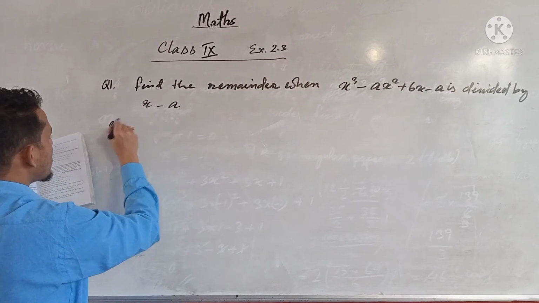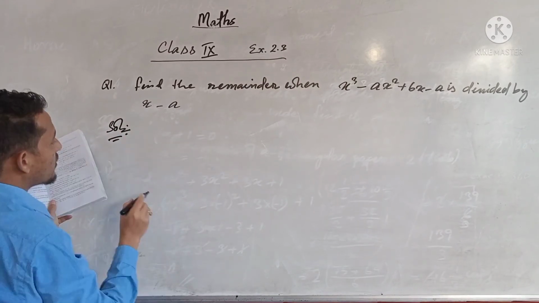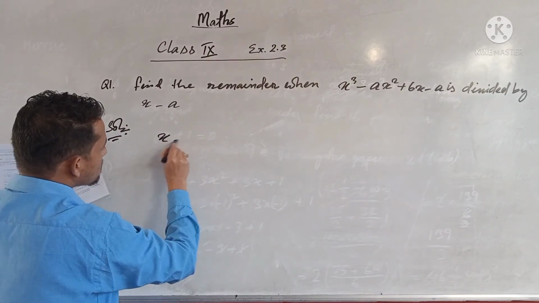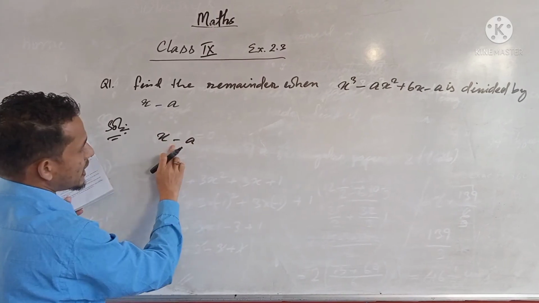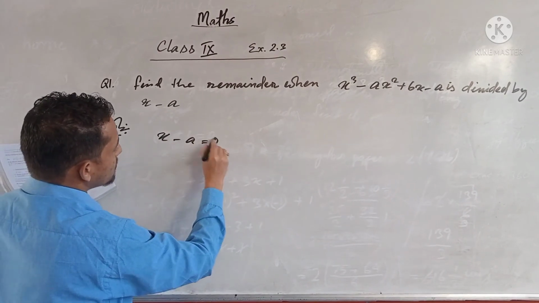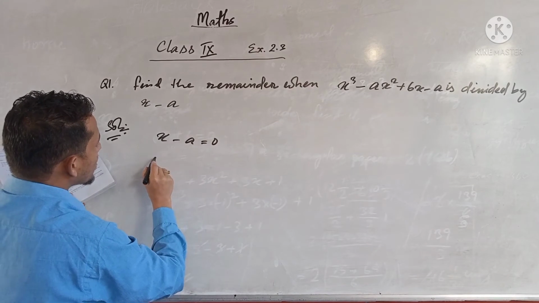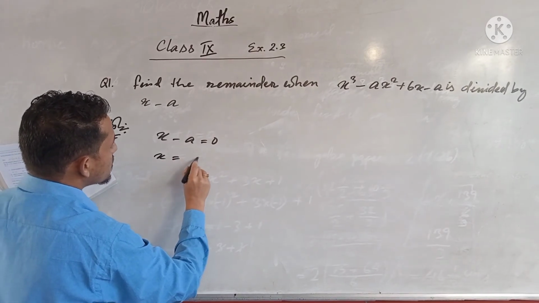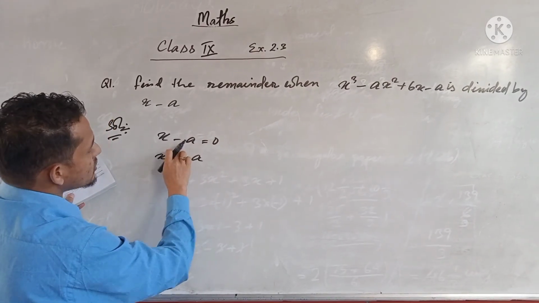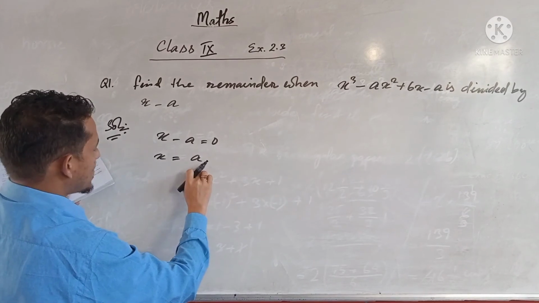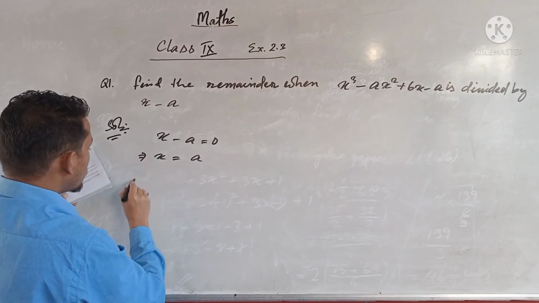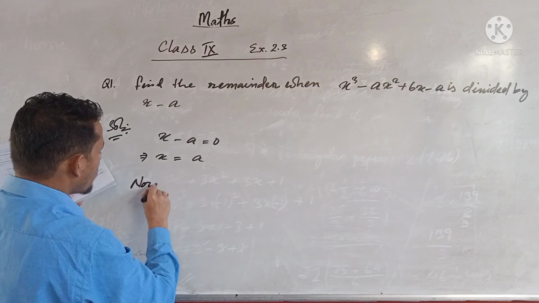So your answer you will be doing like before. First, x minus a. This one you will bring here and find the zero of this value. So you will get x equals a. This is minus; when it goes to the right side, it will become plus.